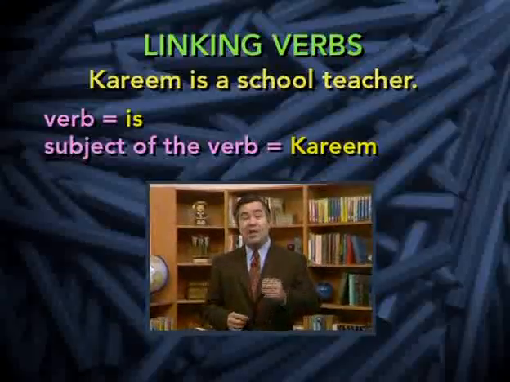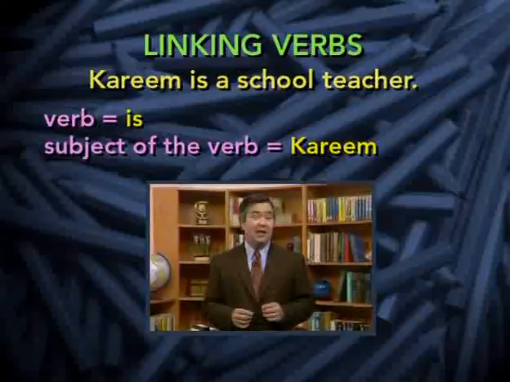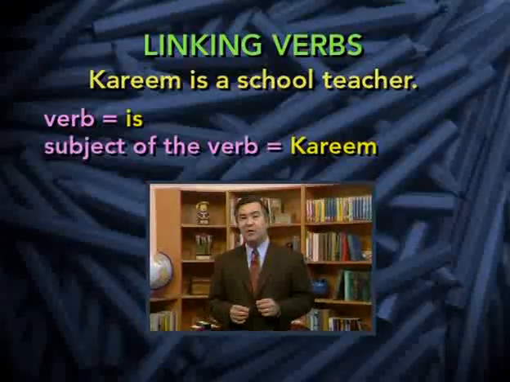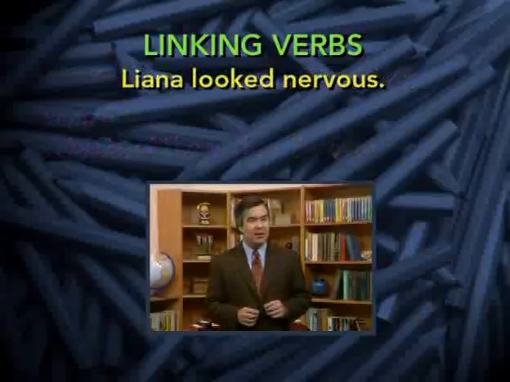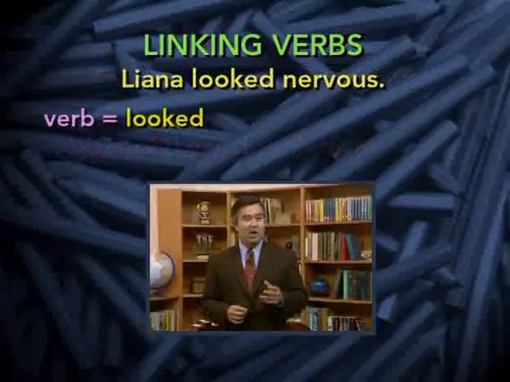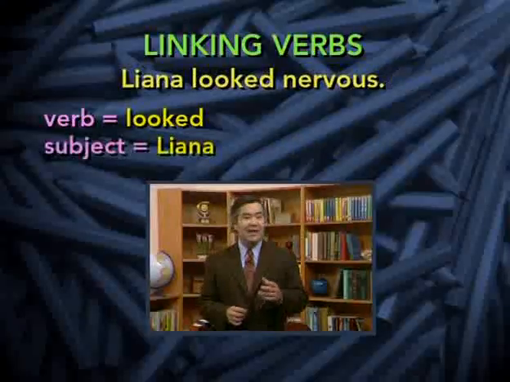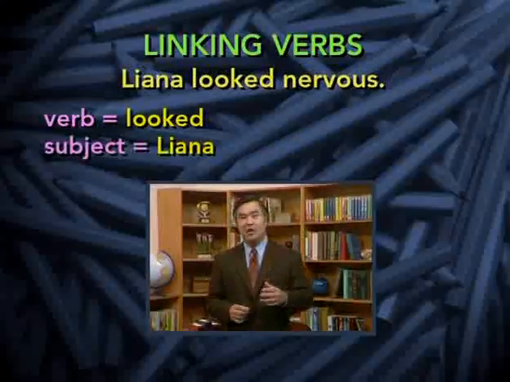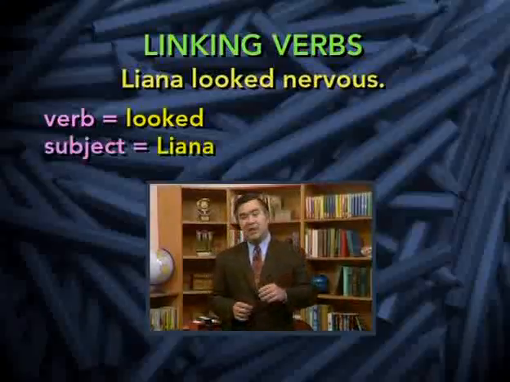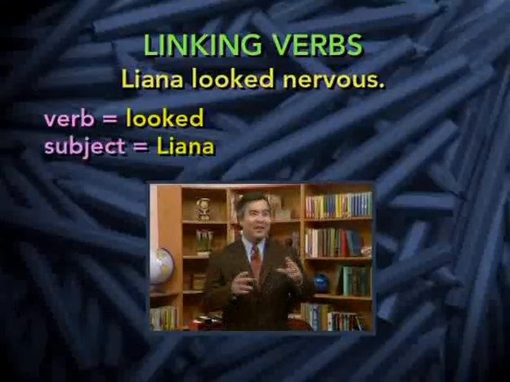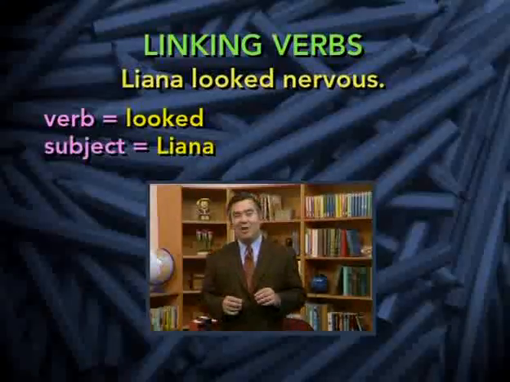As I've said, the verb to be is the most common linking verb, but there are a number of others. Here's an example. Leanna looked nervous. What's the verb in this sentence? The verb is looked. The subject is Leanna. That tells us who looked. And the word that follows looked is the word nervous. And this is being linked to Leanna by the linking verb looked.